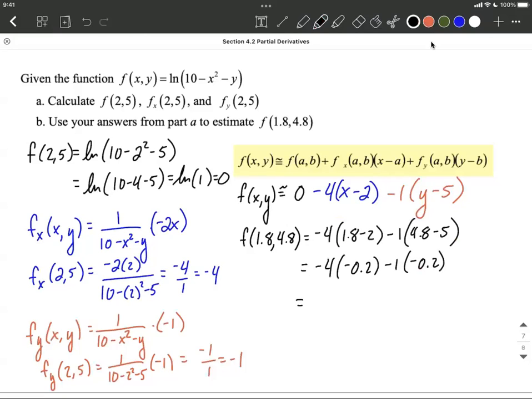Negative 4 multiplied by negative 0.2 is going to be positive 0.8. Plus, as negative times a negative makes a positive, so negative 1 times negative 0.2 makes positive 0.2. Add these together, we're going to get 1 for our approximation or estimate. So I hope this helps out. Just take it one step at a time, going through your partial derivatives and filling in the correct values.